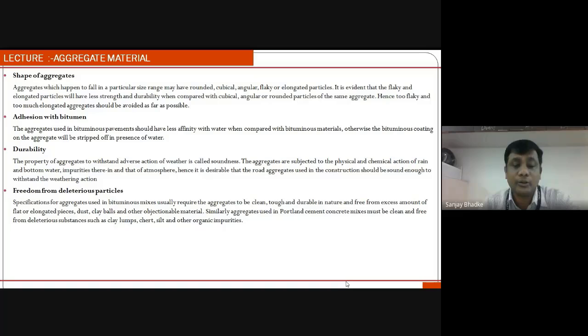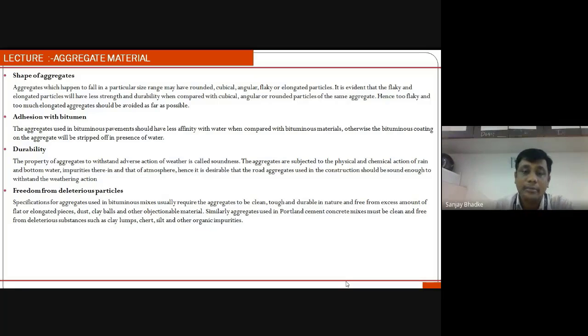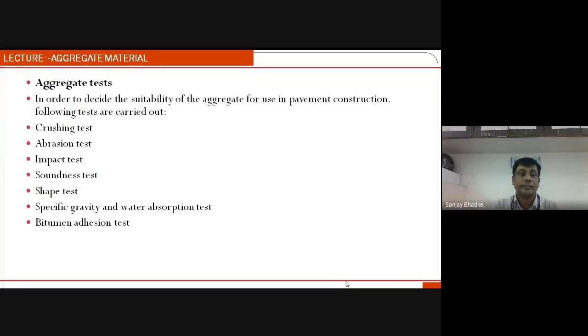Similarly, aggregate used in Portland cement concrete mixes must be clean and free from deleterious substances such as clay lumps, shale, silt, and other organic material. Finally, we can say that the material which we are using for the construction should be free of these.